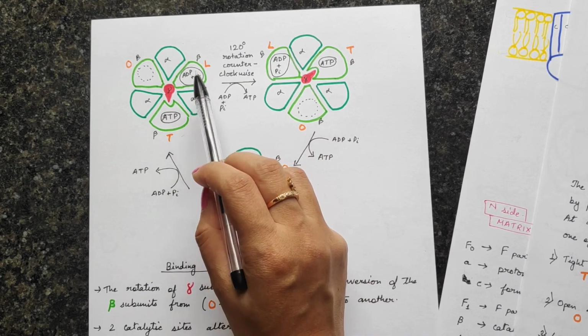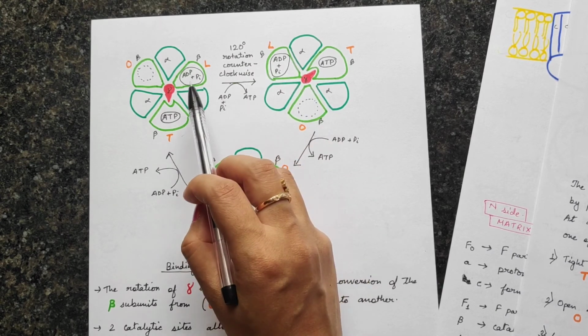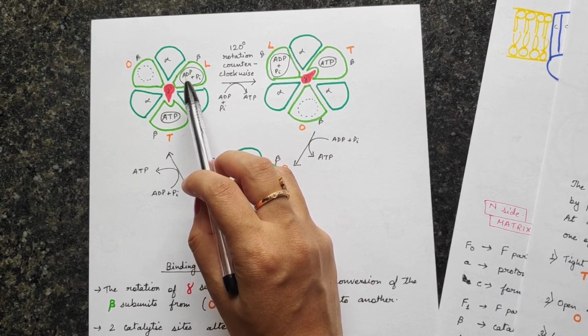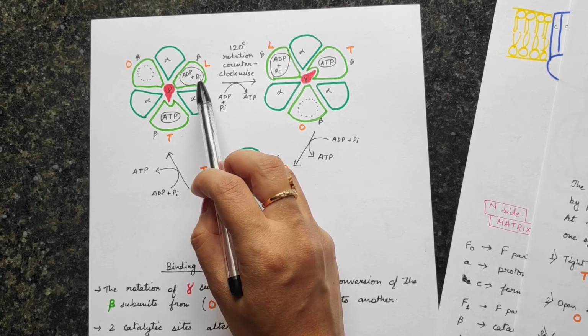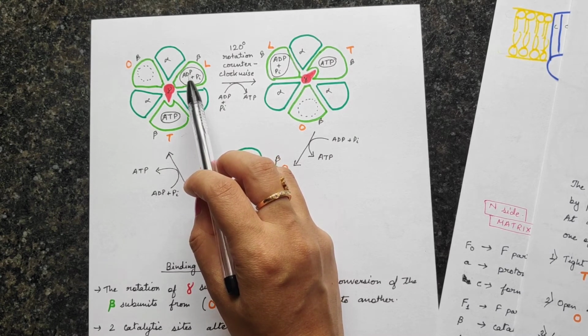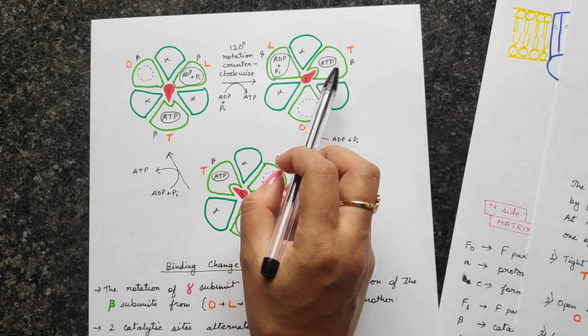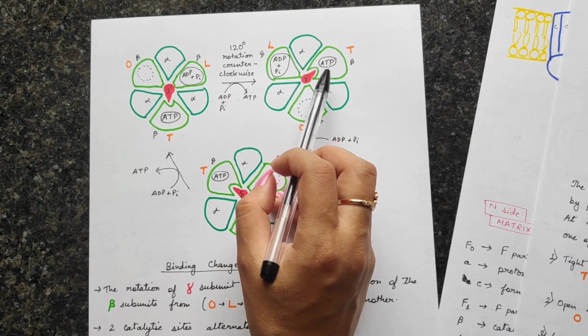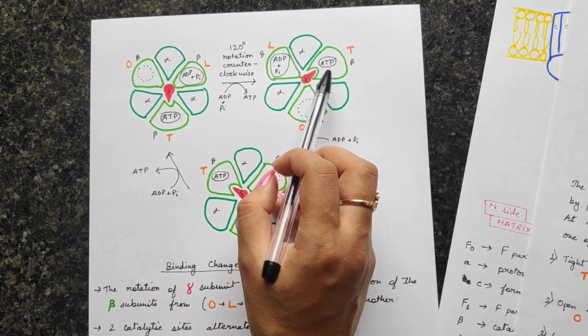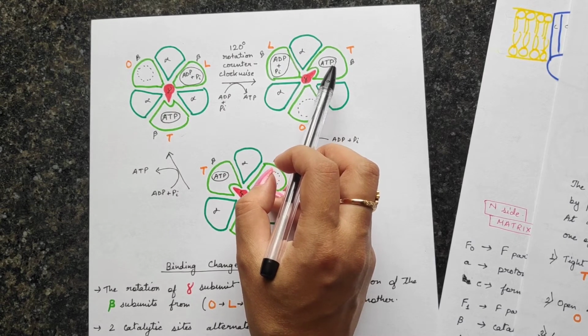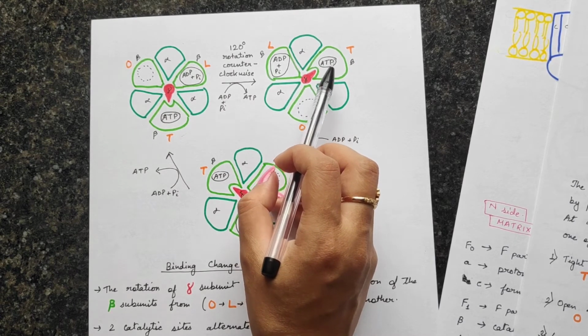Now as soon as this L changes into T, this will become tight, and therefore the ADP and Pi will come very close to each other and quickly change into ATP. Now this tight conformation has a very high affinity for ATP, and therefore the ATP will be stuck inside the tight conformation.